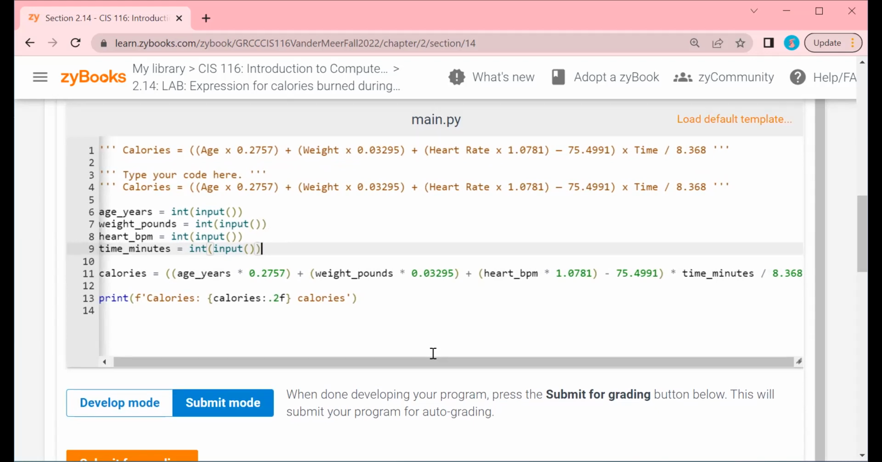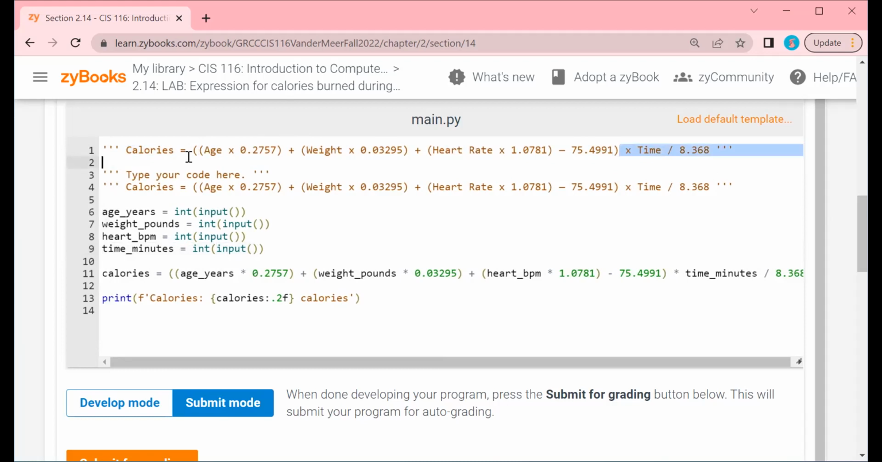It doesn't matter because parentheses are around this whole part first. So it does everything in there. And then it multiplies it by time, by the time that you exercise divided by 8.368.